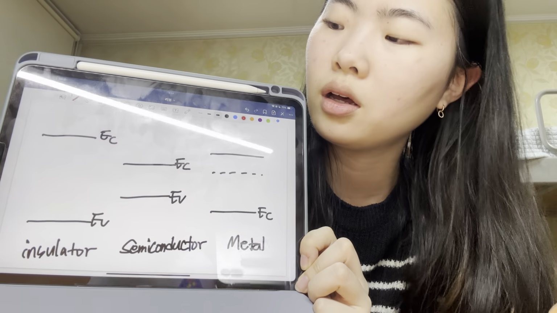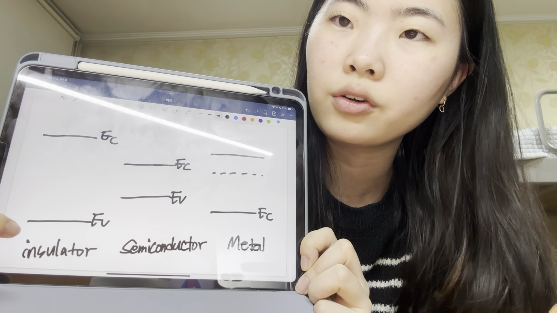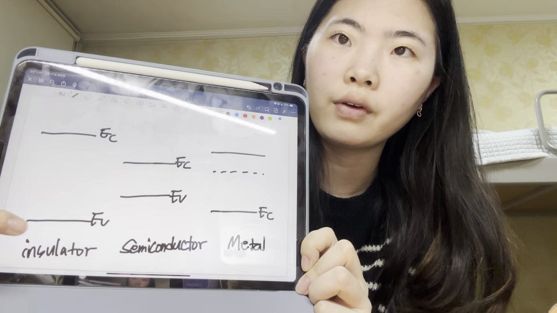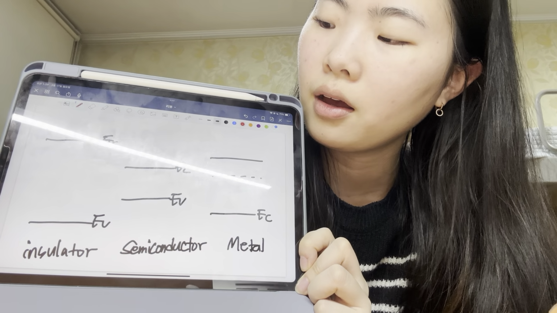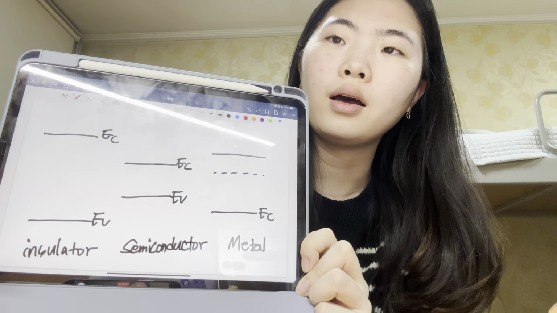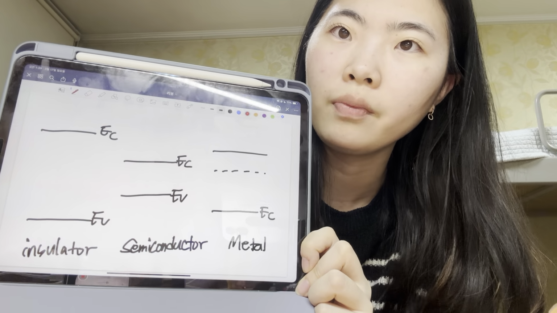The electrons cannot move up to the conduction band because they don't have enough energy to move up to the conduction band.